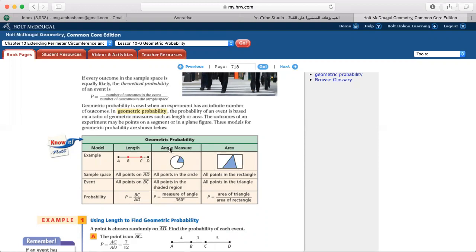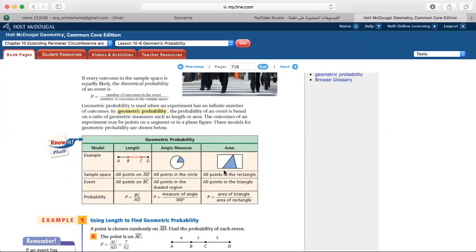Here, if I have angle measure, all points in the circle is the sample space. The event is all the points in the shaded region. So the probability is equal to the measure of the angle of the shaded region over 360, because the total measure of all the angles inside the circle is 360.